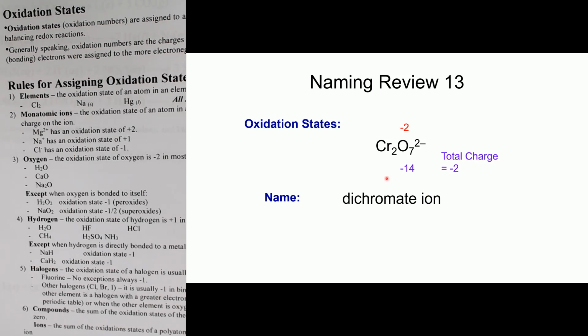Even though the numbers get a little big here, you don't want to stress out about this. You just want to follow the rules. Some number plus -14 gives us -2. That some number clearly has to be +12. So +12, and now we want to divide. +12 divided by 1 will give us +6.